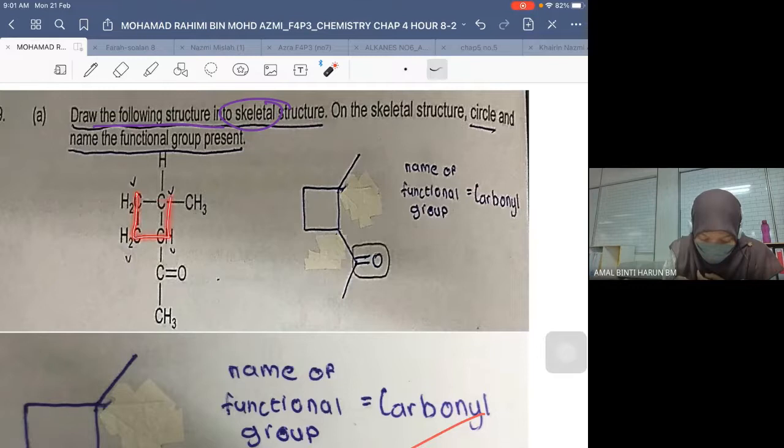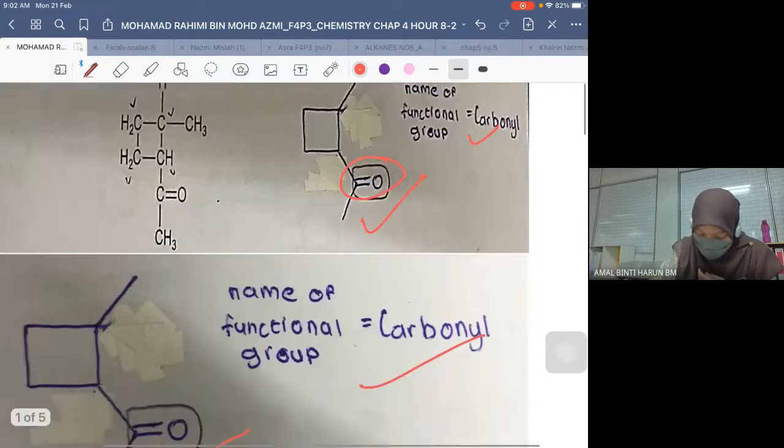Okay, look at here. We have cyclic compound, right? Cyclic, 4 carbon. And then we have CH3 here. Okay, next is connected to C double bond O. Here is the C double bond O. And then the CH3 here. Okay, so this structure is correct. So what is the functional group? It's carbonyl group.